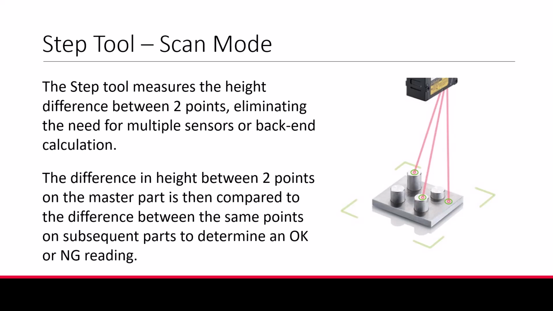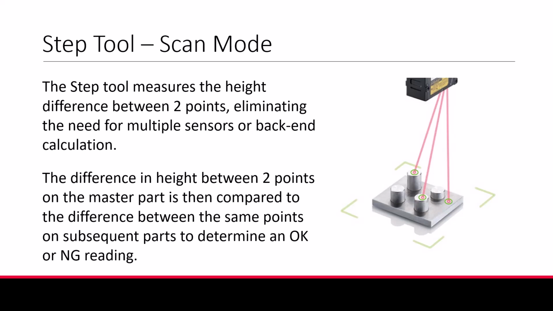The sensor measures the height difference between two points on a target, eliminating the need for multiple sensors or back-end calculation. The difference in height between two points on the master part is then compared to the difference between the same points on subsequent parts to determine an okay or no good reading.